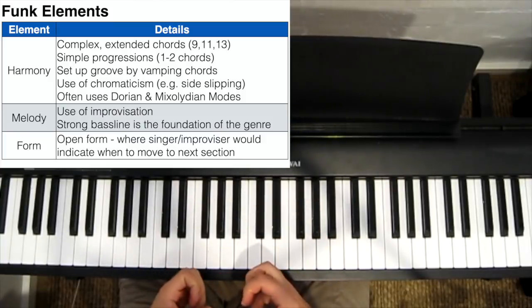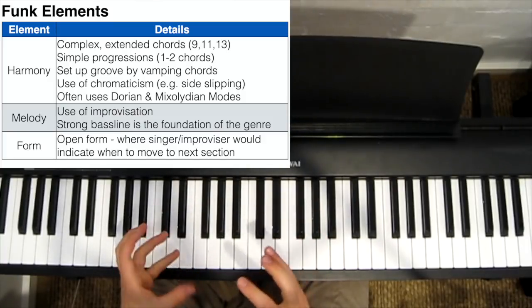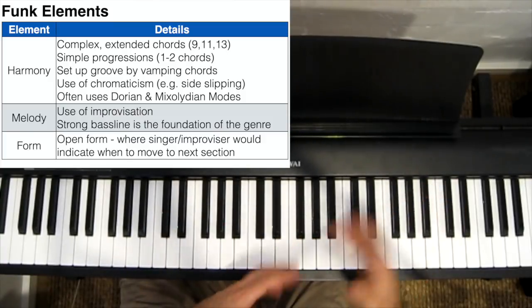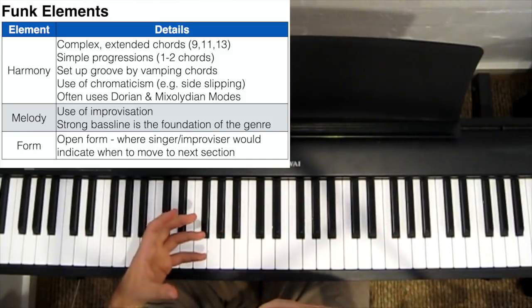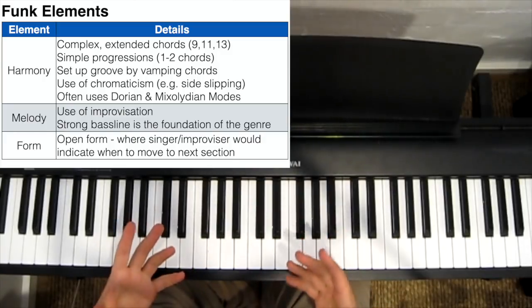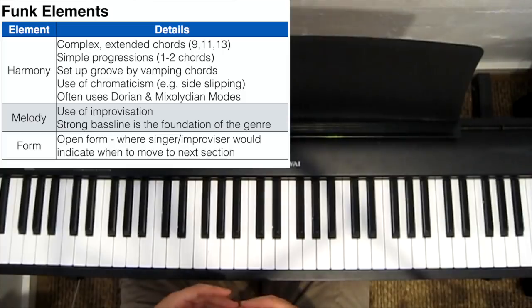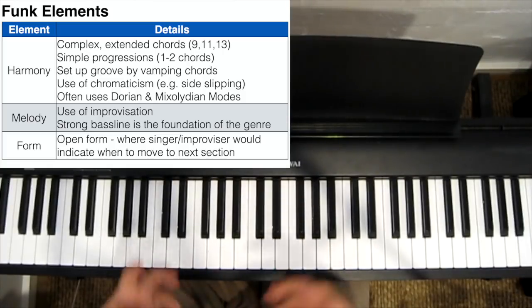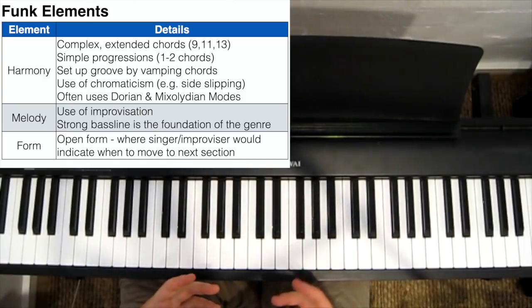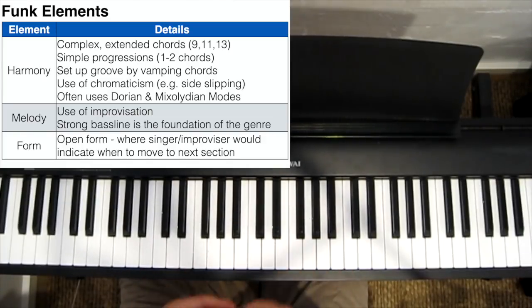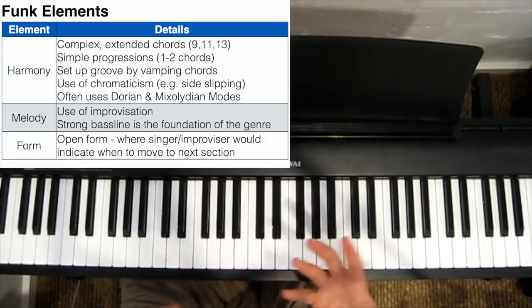So this gave funk a kind of modal or even somewhat atonal quality, which you also see in jazz all the time. But using that simple chord progression, again, often just one or two chords, the band would set up a groove by playing the chords using a repeating pattern or riff or vamp, and often one that introduced a bit of chromaticism into the harmony, like side slipping, and some syncopation, which I'll talk to in a minute. And funk songs would typically use the Dorian or Mixolydian modes rather than the traditional major-minor keys.